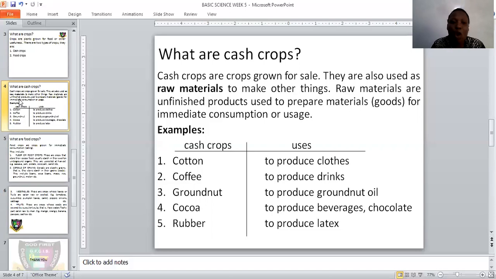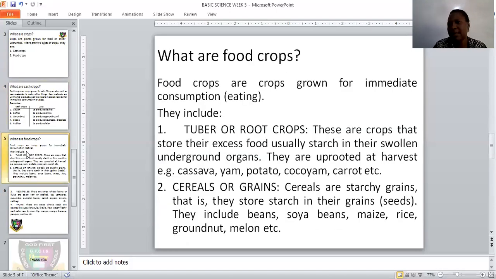Food crops are grown for immediate consumption. They include tuber or root crops. These are crops that store their starchy food in their swollen underground organs. They are always uprooted at harvest.